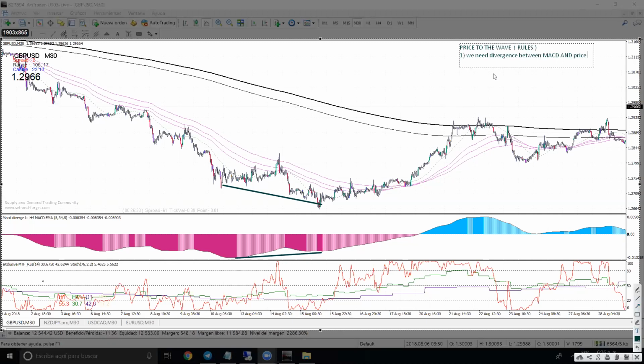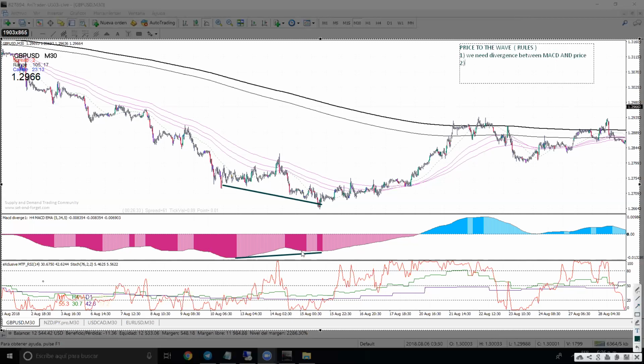Okay, let's go for the second rule. For the price, in this case, we are here, and the wave is here. We don't have anything here. We are at this point, and we need to go to the wave. Okay, this is the trade that we're looking for. Per trade, we need divergency. Divergency was found between MACD and price, and we're going for the second rule.